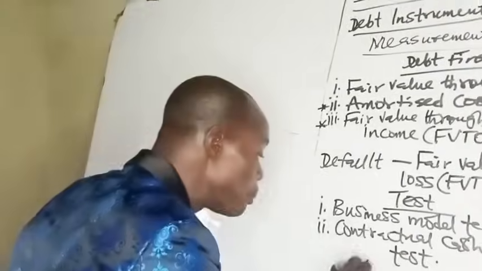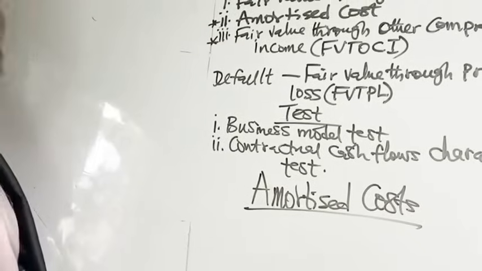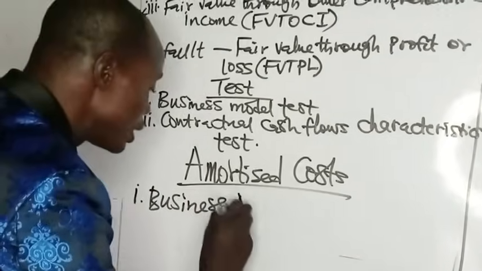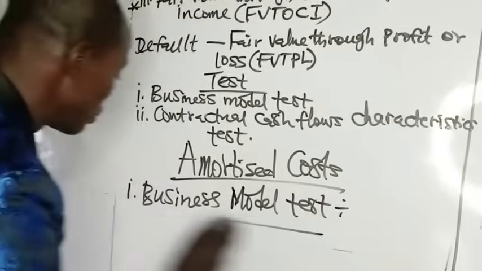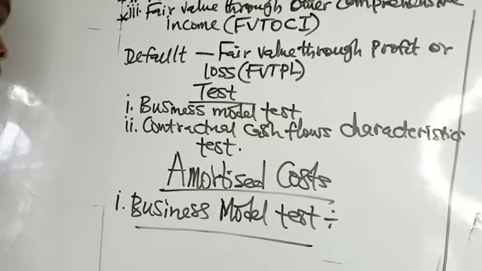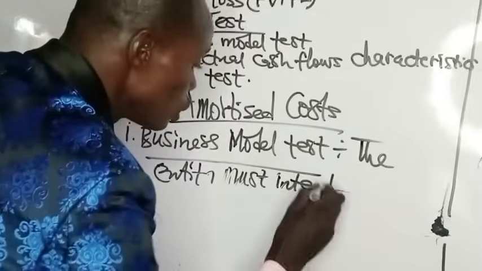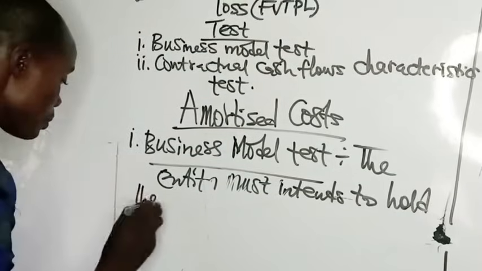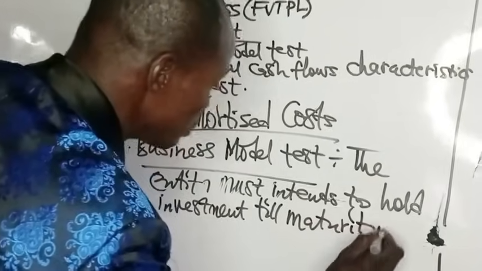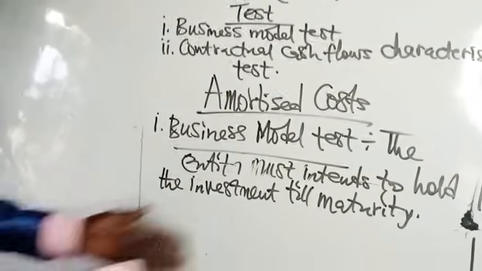So we are starting with the amortized cost. Business model test as applicable to amortized cost. It means the entity must intend to hold the investment to maturity. This condition must be met. That is the motive. The motive of holding that investment must be to maturity, not with the intention of reselling it.